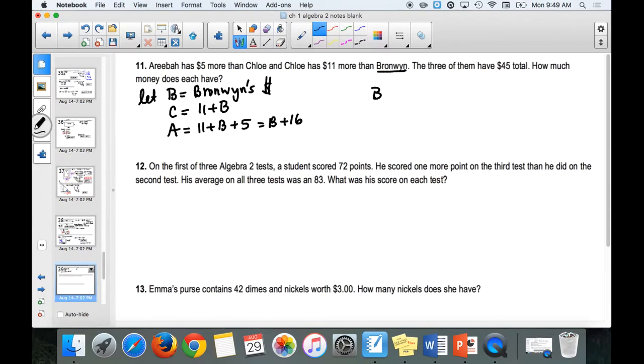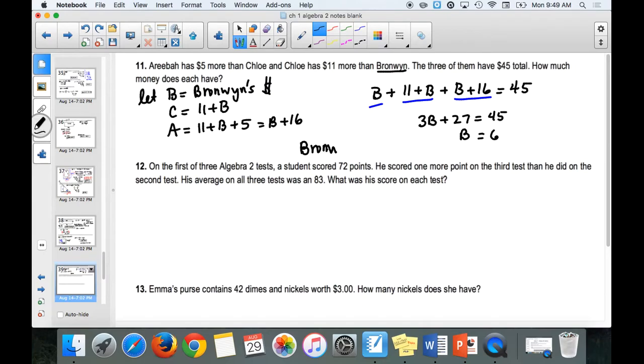So we set it up, and we know that we have Bronwyn's amount, Chloe's amount, and Ariba's amount. And that's going to be a total of $45. So we had 1, 2, 3, so we have 3B plus 27 equals 45. Subtract over, and then divide by 3. So B equals 6. So Bronwyn has $6.